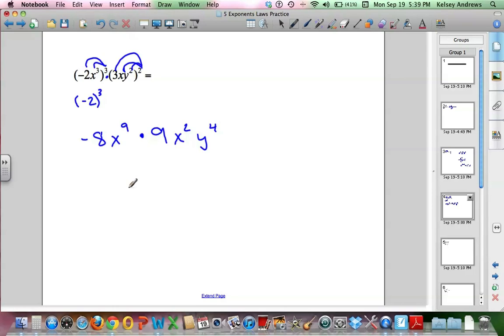Okay, so now we can multiply the results here. So we look at our coefficients. We have negative 8 times 9 is negative 72. x to the 9th times x squared is x to the 11th, because we add those exponents when we're multiplying. And then y to the 4th, because there's nothing to combine that with.